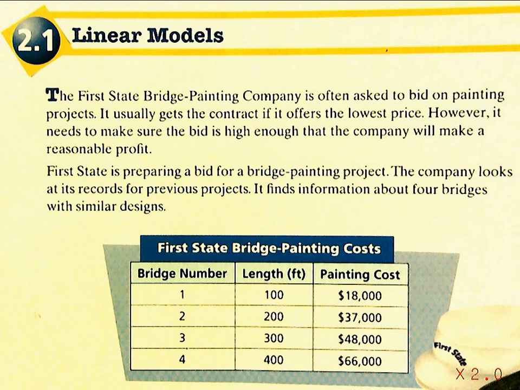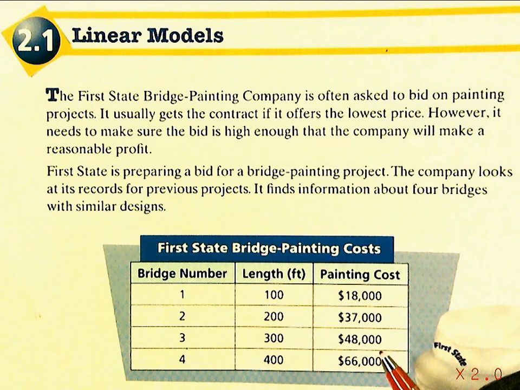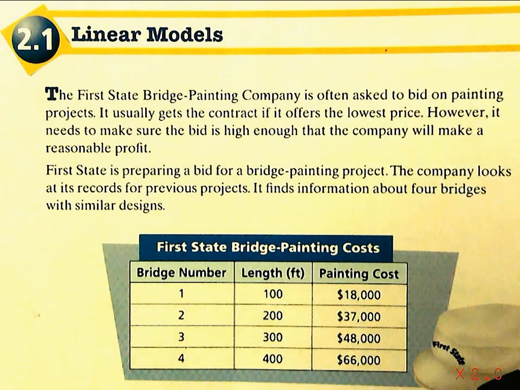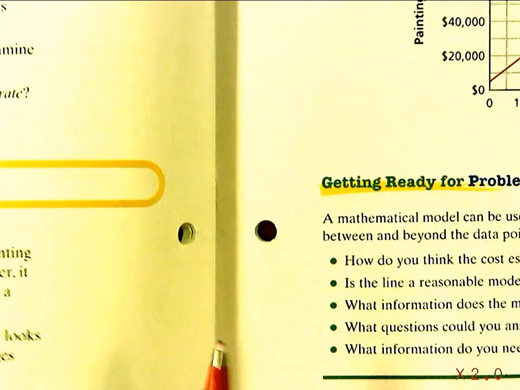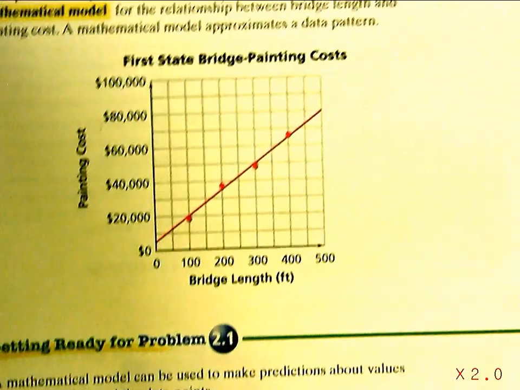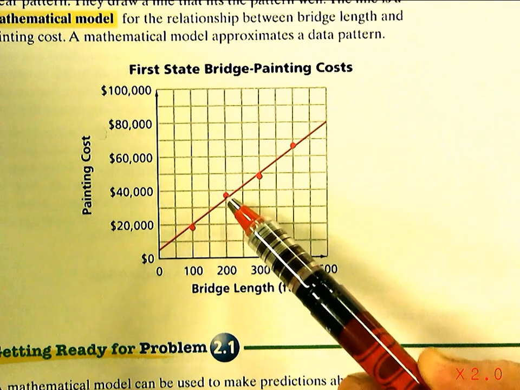So the company looks at its records of previous projects and finds information about 4 bridges with similar designs that it had painted. And you see that table right here with the different bridges, the length of the bridge, and the cost of painting. So we use this information, and if we graph this information, we can kind of see where those would potentially make a linear model. So it's not a perfect linear model. You can see the dots don't line up exactly.